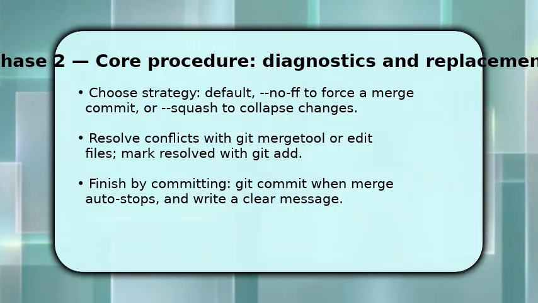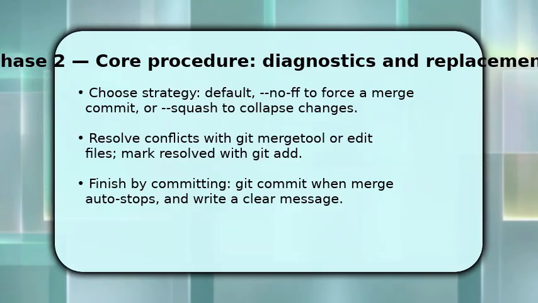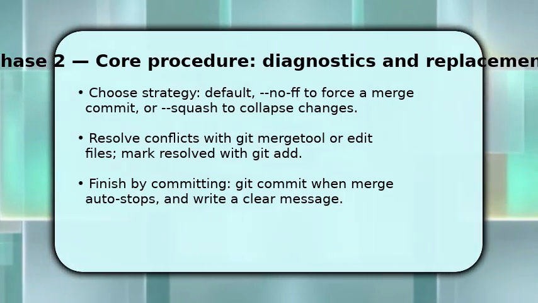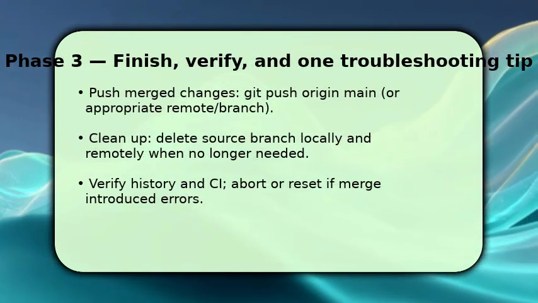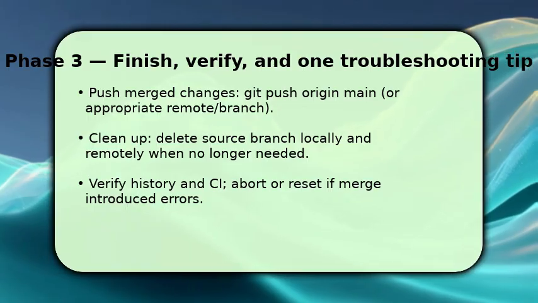Once all conflicts are resolved, complete the merge with git commit, writing a concise message that explains why the branches were combined and what the final state represents. You finish by pushing the merged branch to the remote so teammates see the result. Use git push origin main or the branch name in use.